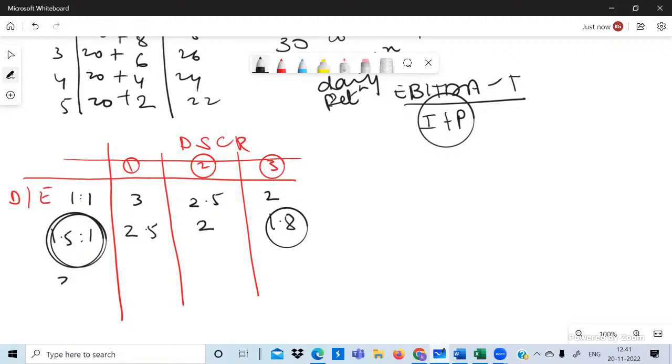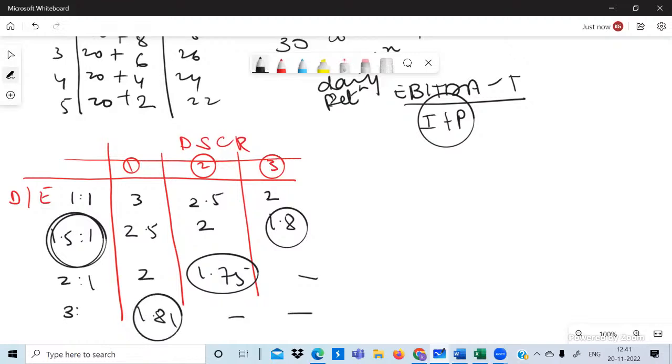Then they'll take it further. They'll make it, let's say, 2:1. So this will again go down. Let's say this becomes 1.75. This is already out of picture, which means project 2 will hit the bucket when the debt equity ratio is 2:1. Then maybe they'll increase it. Let's say this becomes 3:1. And then this becomes 1.81. This is already out of picture. This is already out of picture. So project 1 hits the bucket with a debt equity ratio of 3:1.